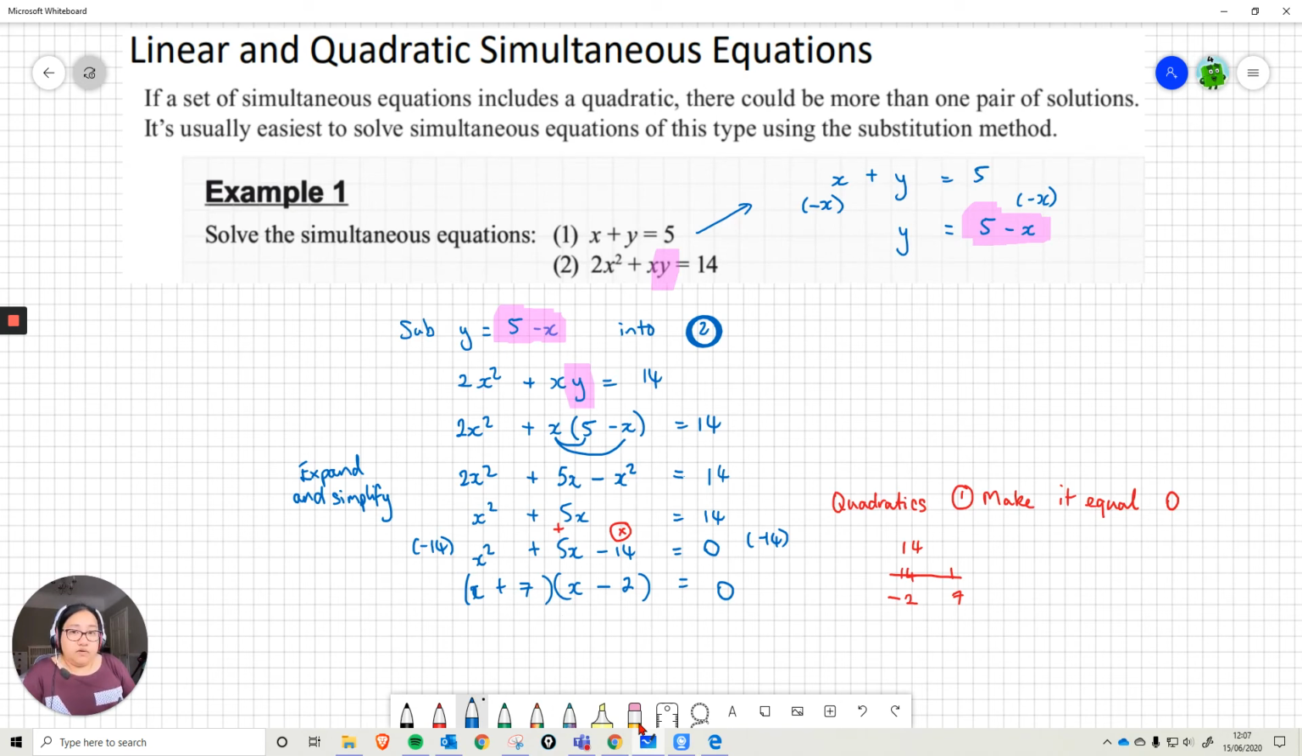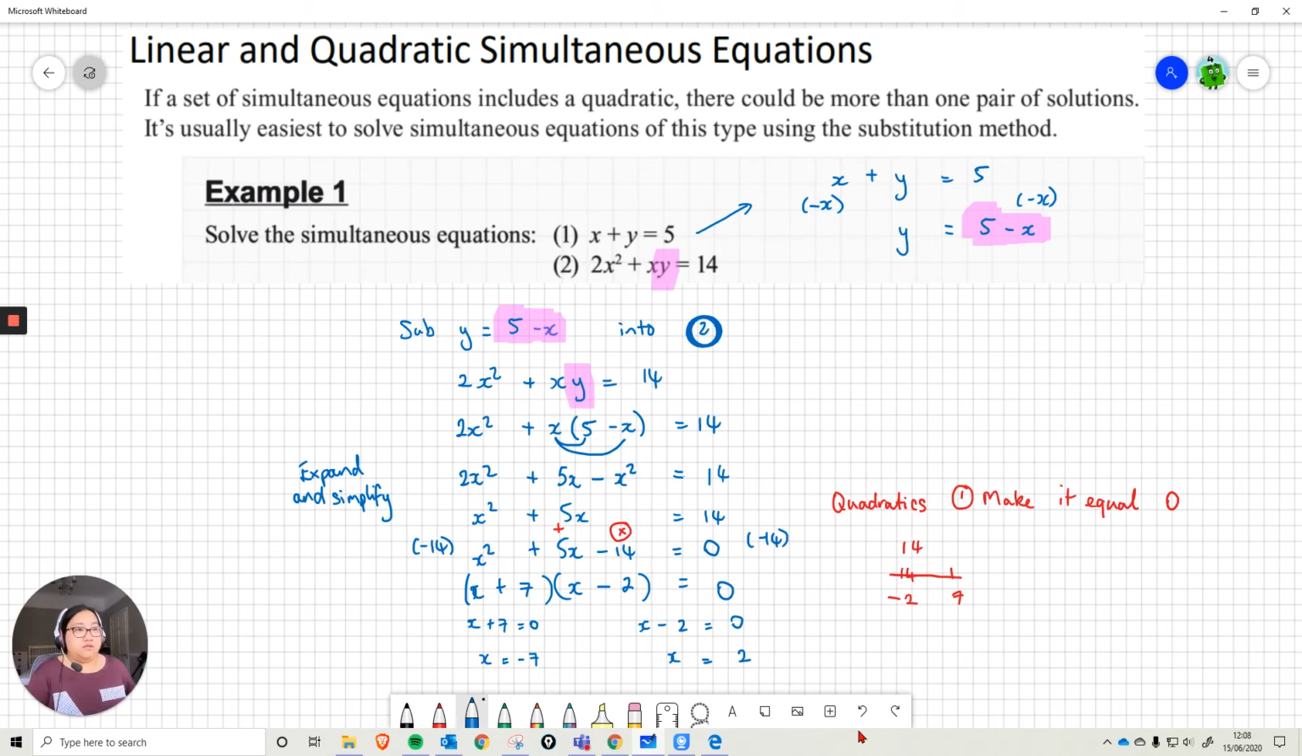Remember, when we're solving quadratics and we've got a bracket, we want to make each bracket equal to 0. So x plus 7 equals 0, which means x is equal to minus 7. And then the same with the second, x minus 2 equals 0. So that means x equals positive 2.